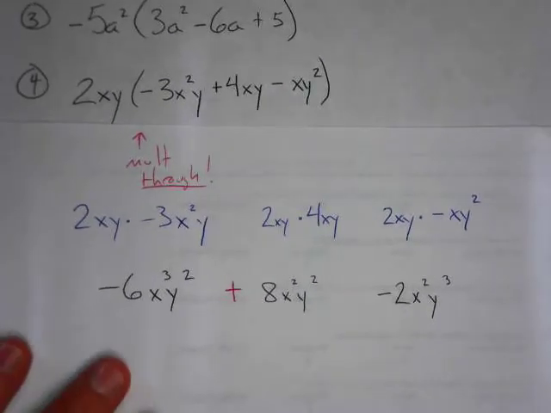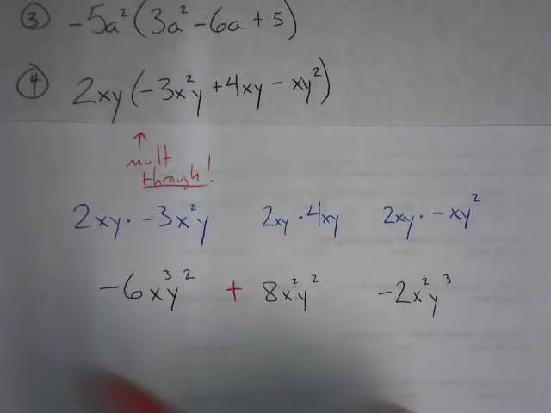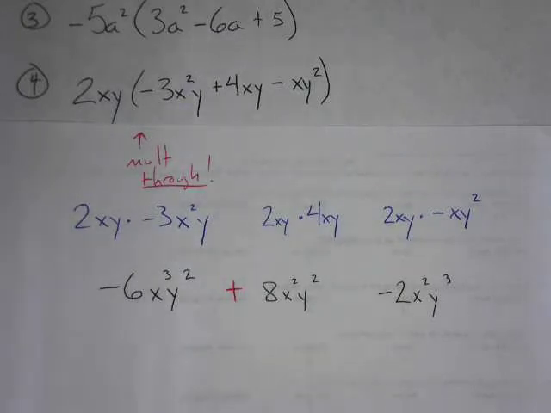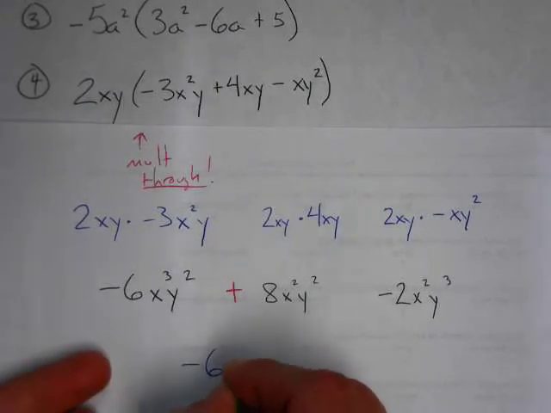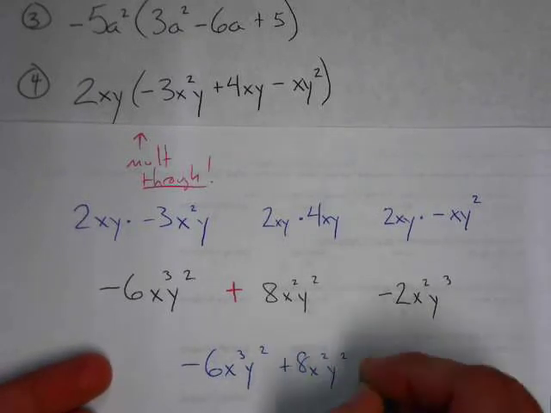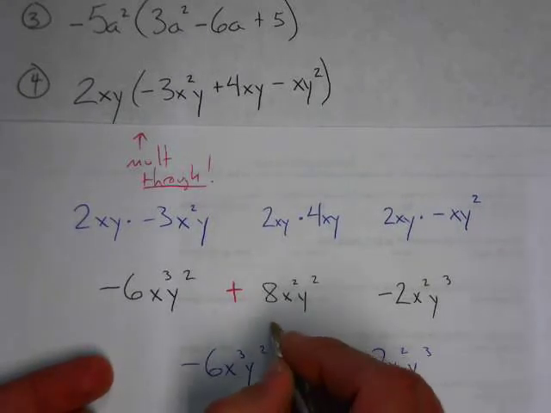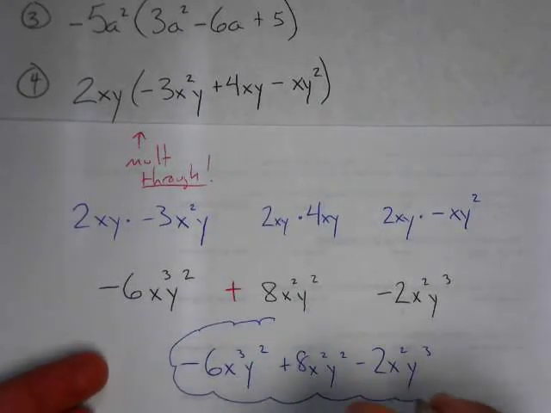Our multiplication is done. Now we're looking at addition, and so we have to look for the same units of measure, and clearly there are none. So this is our simplified expression. So negative 6x to the third y squared plus 8x squared y squared, and then minus 2x squared y to the third. And that is our simplified expression.